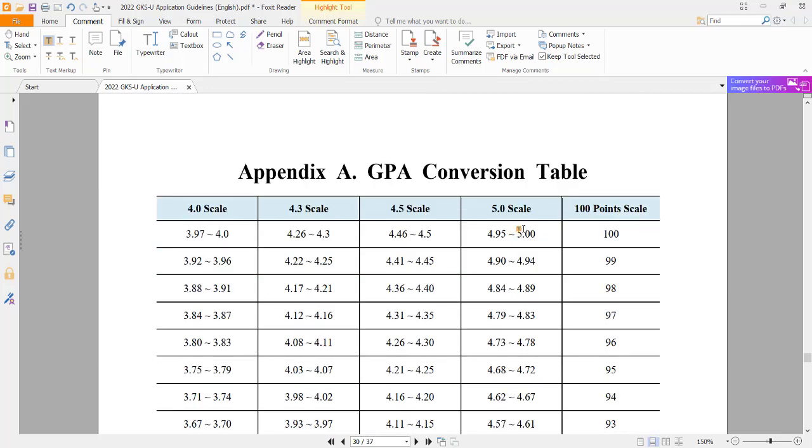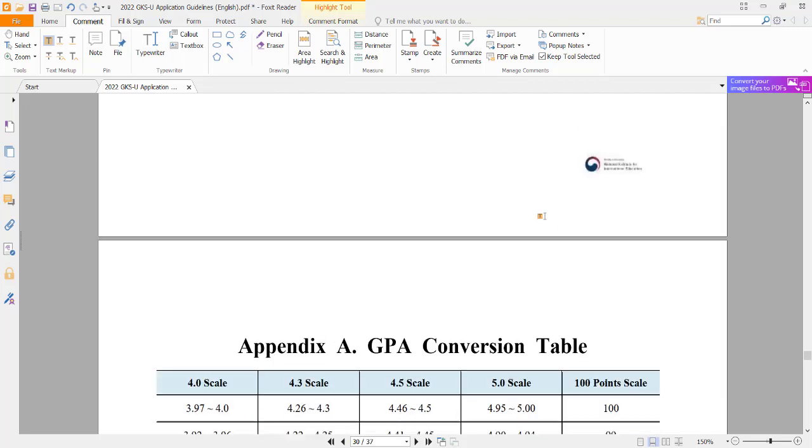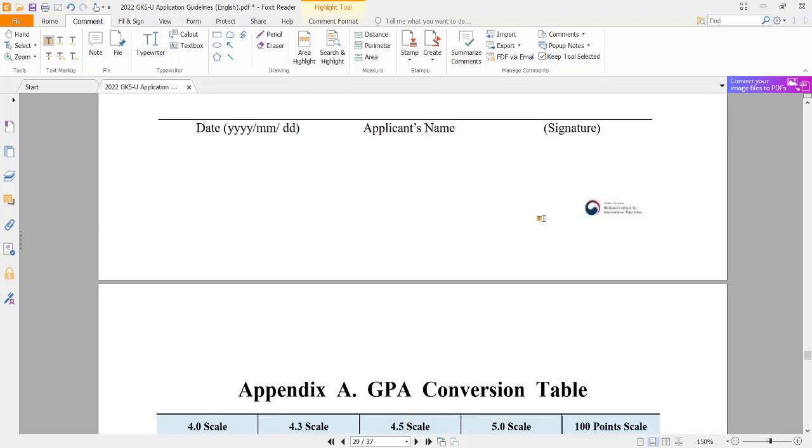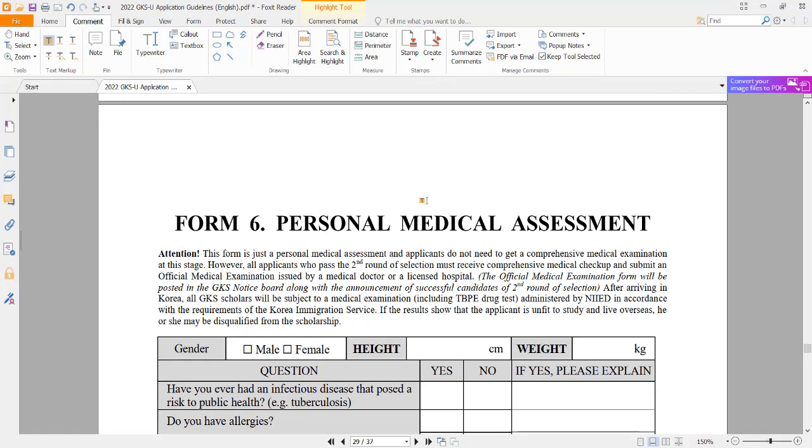Now this conversion table is not necessary actually. If you have, I'll suggest whatever marks you have, you just write in your particular scale, and then along with that mark sheet you just attach a grade conversion certificate or a scholar conversion certificate approved by your university or your college or your school. So yeah, this is all about the forms which I was telling you, and the whole guideline has now been explained.